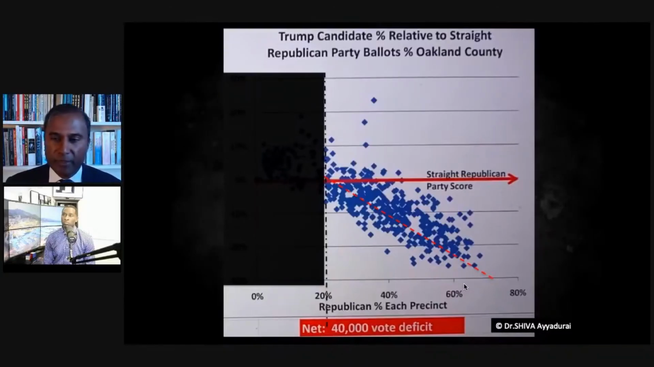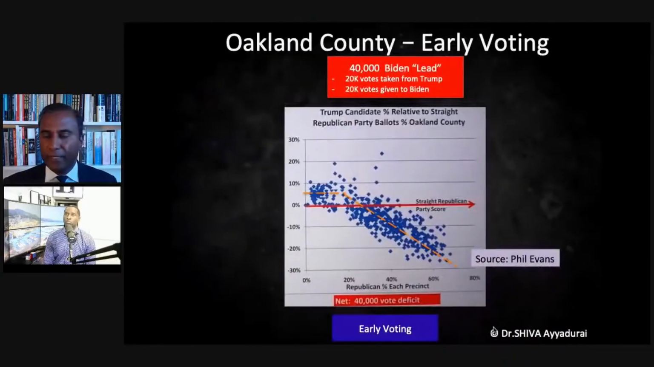So what Phil did, Phil Evans, he did this for every precinct. And he found out when you really bring Trump's votes, what we think the pattern should be around the straight party vote line, you find out about 20,000 votes were taken from Trump and 20,000 votes were given to Biden for a 40,000 Biden lead in the Oakland early voting. Okay, just one county. So that's what you see here.